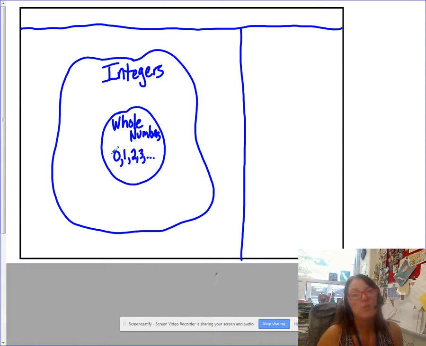But the integers include more numbers than just the whole numbers. This also includes numbers like -1, -2, -3, and so on. So I'm going to put a ... like that. Everything that's an opposite of one of those whole numbers is out here in this region, okay?